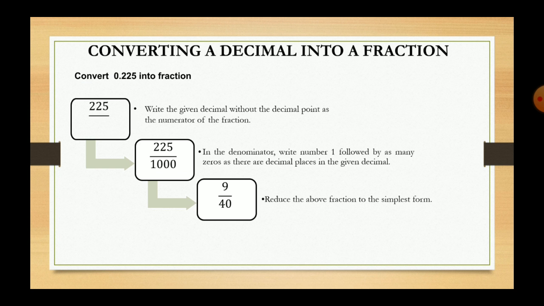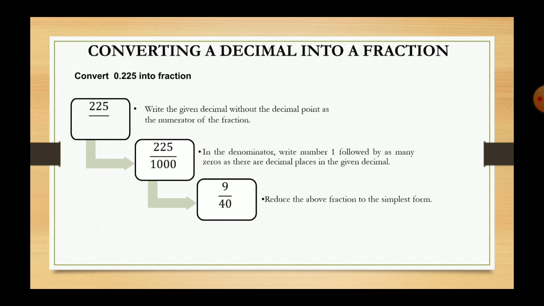After putting the fraction bar, now in the question count the decimal places. How many decimal places does the question have? 0.225 has 3 decimal places. So in the denominator, write number 1 followed by as many zeros as there are decimal places in the given decimal. As many decimal places as we have, that many zeros will be put with 1. So our fraction becomes 225 upon 1000. So now we have converted the decimal into a fraction, 225 upon 1000.